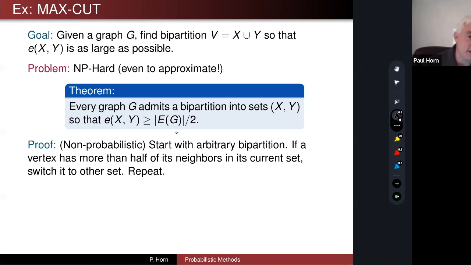This process eventually stops because every time you do this, the number of edges across the cut increases, and it can't increase forever. And once you do this, you'll actually have a bipartition where every vertex has at least half of its neighbors in the other side. Well, that proved the result in a very nice, clean way.